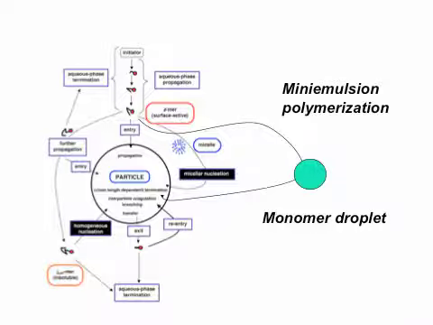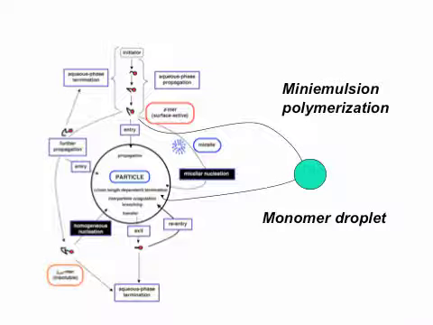Okay, so in a way, mini emulsion polymerization, rather than just mini emulsion, is exactly the same as emulsion polymerization. Everything that happens in emulsion polymerization happens in mini emulsion polymerization as well. But on top of that, you have to look after this monomer droplet. The monomer droplet starts to play a really important role.